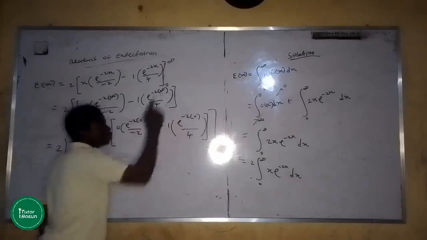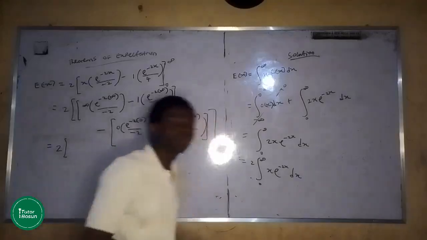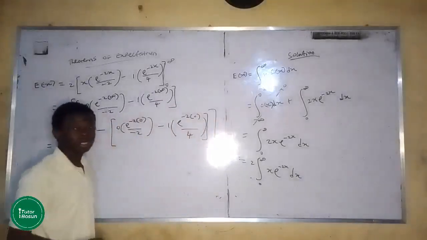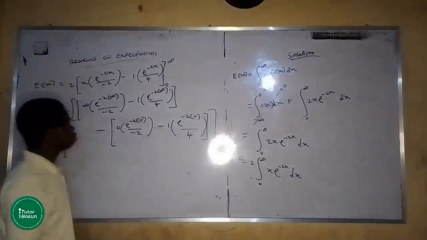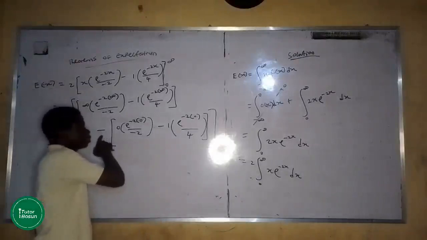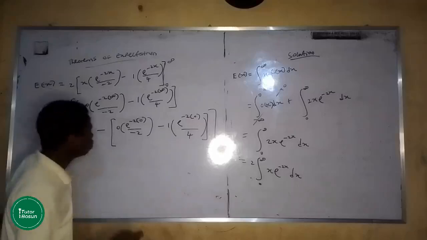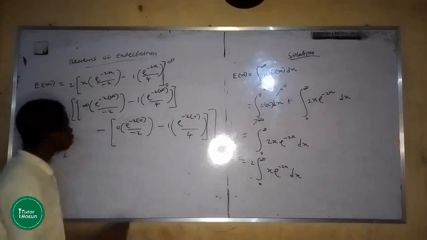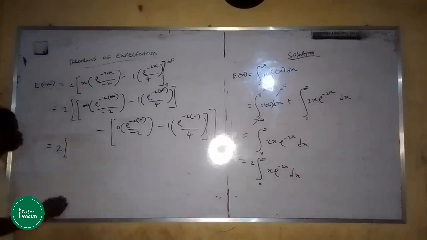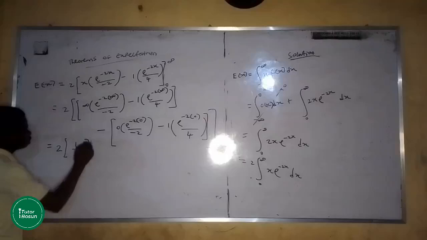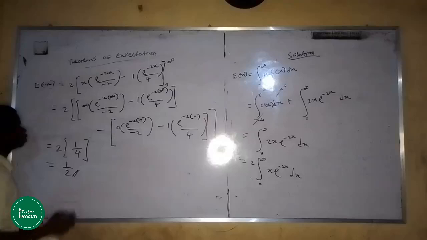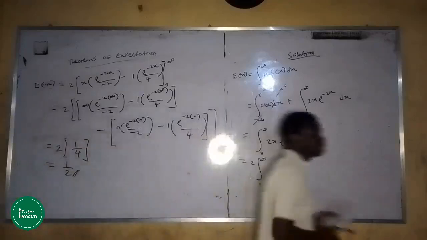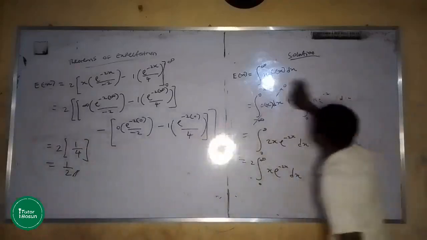But we are left with exponential minus 2 times 0, which gives exponential 0, and anything raised to power 0 is 1. But we are having minus here, so we are left with minus 1 over 4. Don't forget, there is still another minus here as well, and minus times minus 1 over 4 becomes 1 over 4. Then if you multiply this 2 by that 1 over 4, you are left with 1 over 2. So the final answer is 1 over 2. That's the expected value of x.